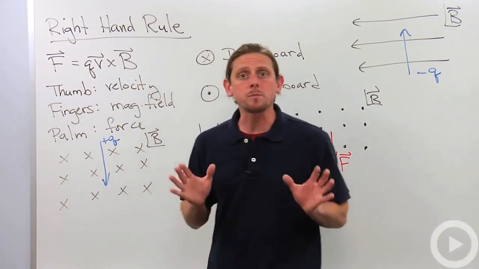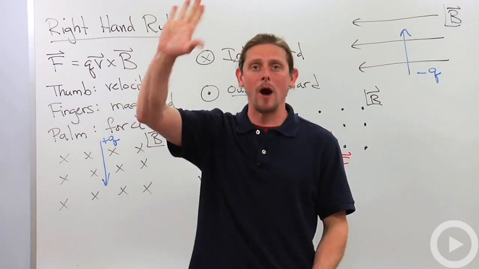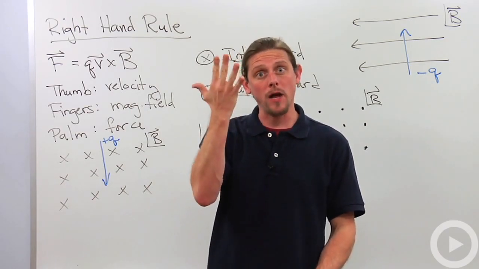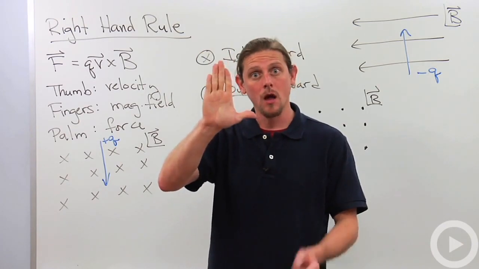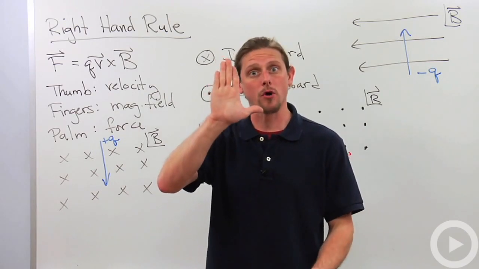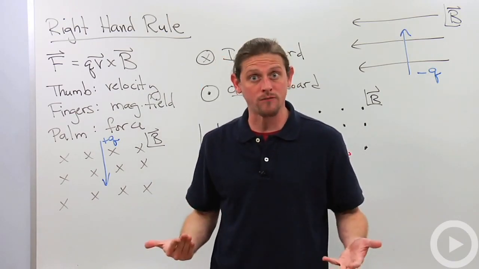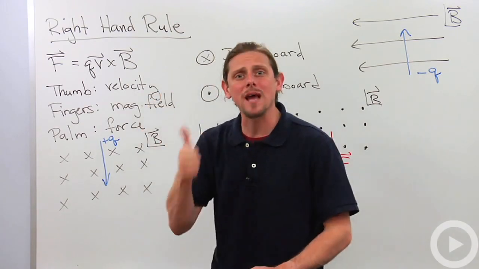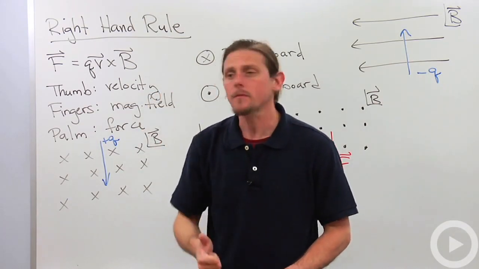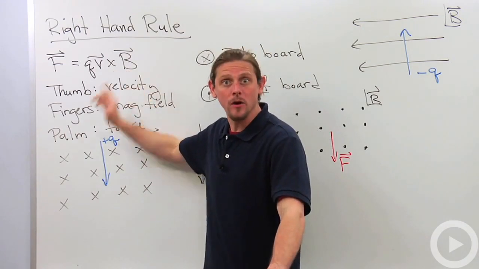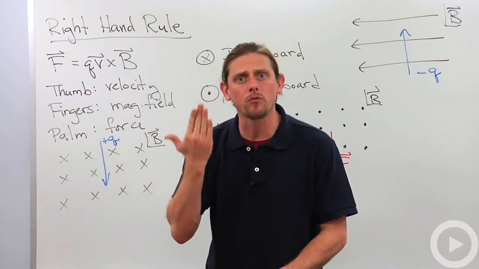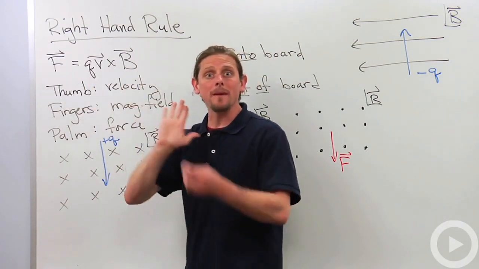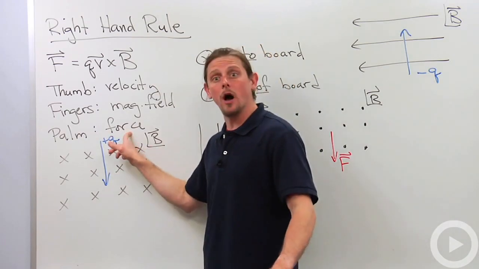All right, cross products work like this. You take your right hand, you put your thumb in the direction of the first vector, your fingers in the direction of the second vector, and your palm points in the direction of the cross product. So when we're doing this with the Lorentz force law, first vector, velocity. So that means my thumb always has to play the role of the velocity. Second vector, magnetic field. So that means my fingers have to play the role of the magnetic field. The cross product gives the force. So that means my palm is always in the direction of the force.